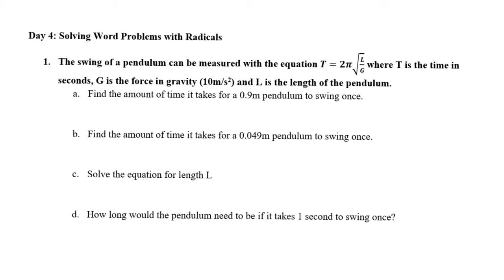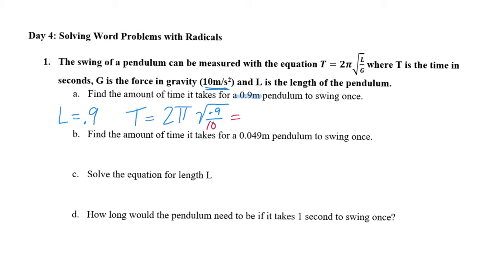So the first thing it gives us is a 0.9 meter pendulum. So that is going to be our length. So that is going to be L. So L equals 0.9. So we're going to fill that into our equation and we're going to solve for time. So T equals 2 pi times root L, which is 0.9, over G, which is this 10 meters per second squared, which it gave us in the first part of the problem.